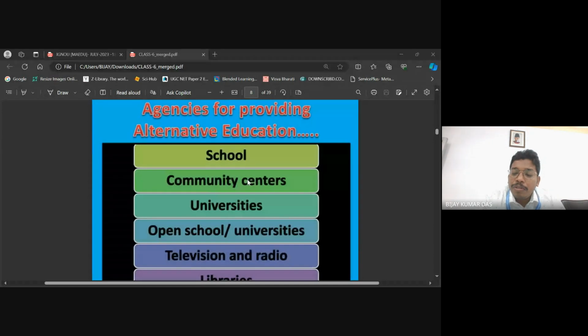And also, if school is organizing a certain amount of exhibitions, seminars, workshops, or any kind of competitions, debates, science exhibitions, these are also alternative ways for education. Students are getting so many things. They are developing their ideas. So many alternative ways they are learning.